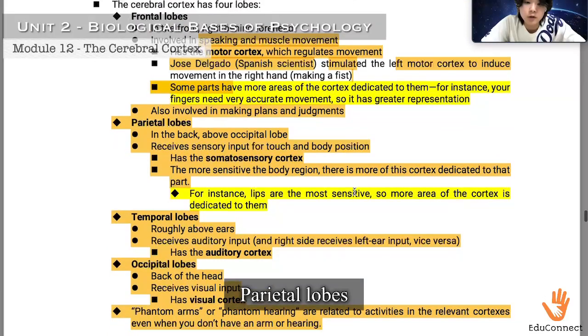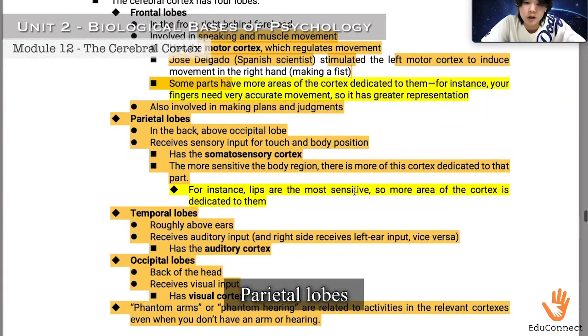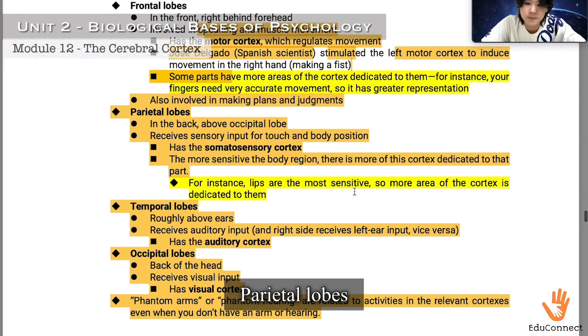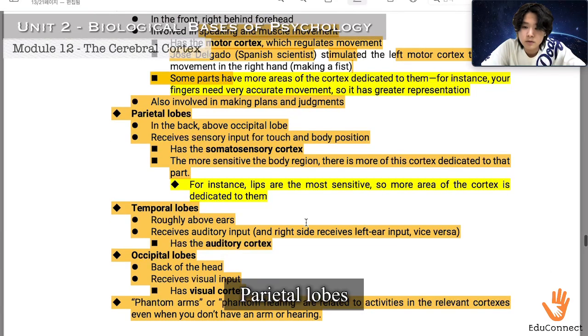And the parietal lobes are in the back, above the occipital lobe. They receive sensory input for touch and body position. They have the somatosensory cortex. The more sensitive the body region, the more of this cortex is dedicated to that part. For instance, lips are the most sensitive, so a larger area of the cortex is dedicated to the lips.